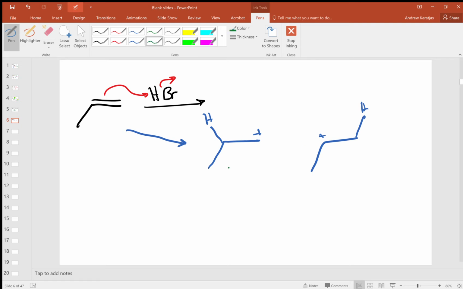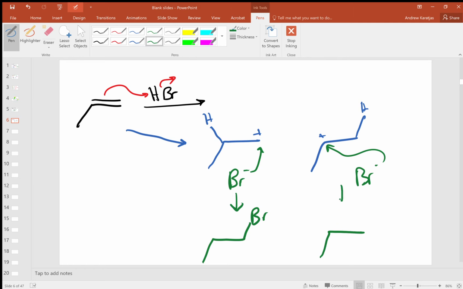From here, the bromide anion attacks the resulting carbocation. And as you can see from this compound, 1-propene, we have two possible products, 1-bromopropane and 2-bromopropane. But Markovnikov's rule provides us with a way to predict which of these products is preferred.